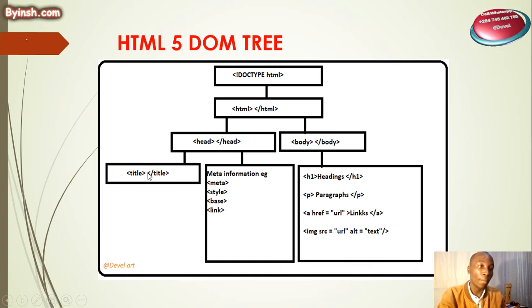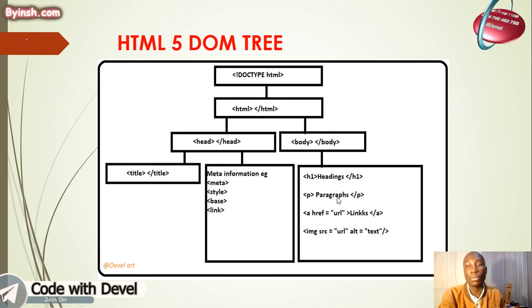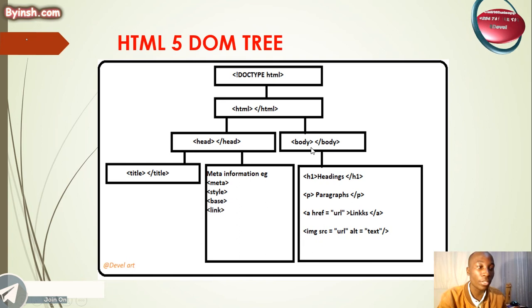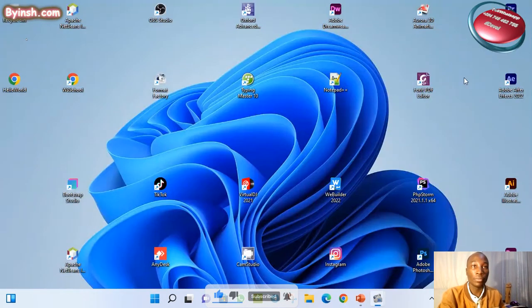The head will have things like titles and the meta information. Those tags, style, base, link, we shall see them later. Inside the body, we can have things like headings and paragraphs. All those tags and elements will go in the body. So that's how it is. We can now try to give a practical example.